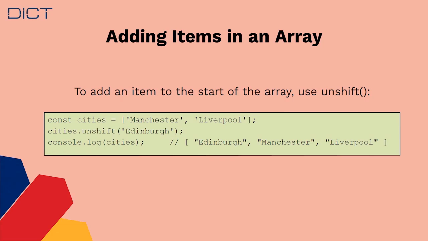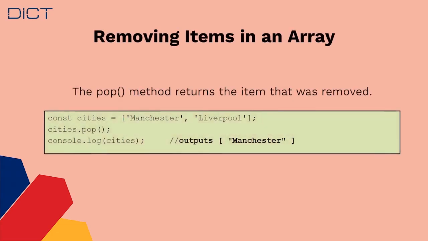Next, to remove items in an array, we will use the pop method. The pop method removes the last item from the array. Say for example, we have const cities with Manchester and Liverpool. Then we call the cities array, then the .pop method. It will remove the last item inside our array. Initially we have Manchester, then we use the pop method. Now we log it.